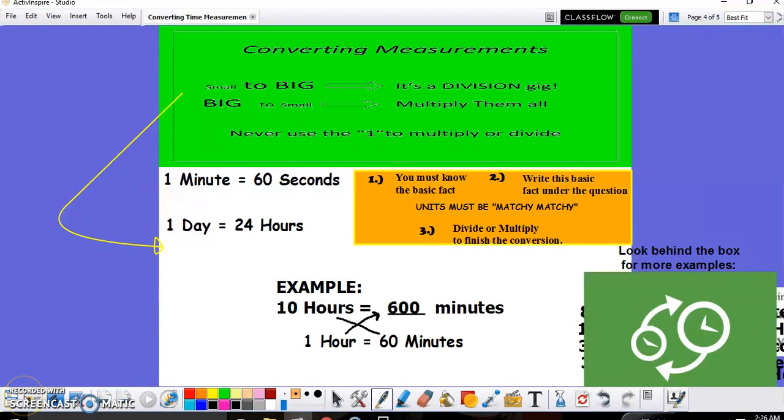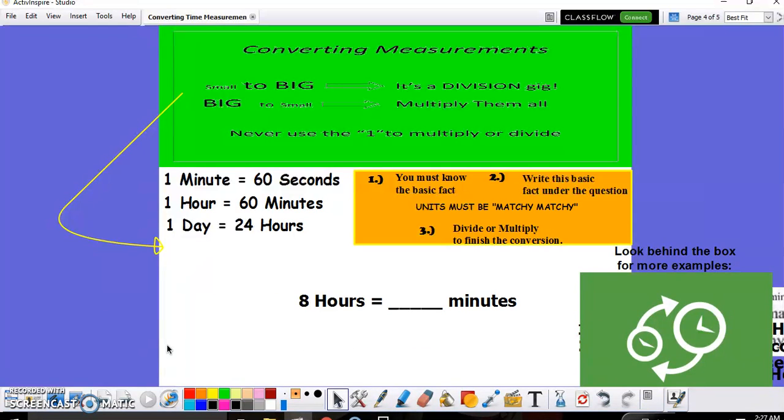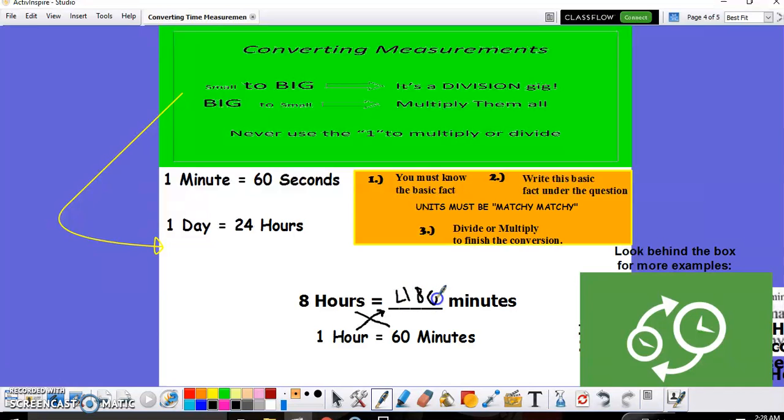Let's take a look at a few examples where you'll try them on your own. Question 1. If I wanted to know how many minutes was equal to 8 hours, I follow these steps and the chant to solve. You try this one by yourself. If 1 hour is equal to 60 minutes, 8 hours is equal to how many minutes? Once again, you are going from a big unit to small, so I multiply them all. And 60 times 8 is 480 minutes.